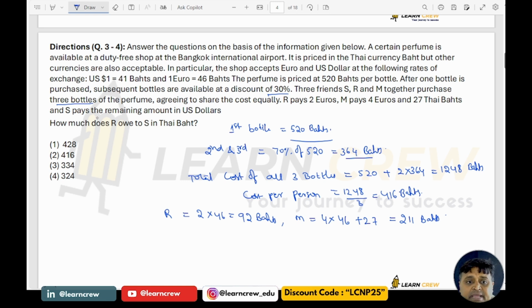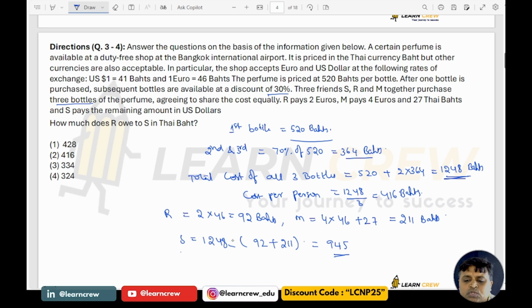So S pays the remaining amount in US dollars. S pays the remaining. The total is 1248. Out of them, R is paying 92 and M is paying 211. So 211 plus 92, how much is it? 303. So 1248 minus 303 is 945 bahts, which is paid by S.